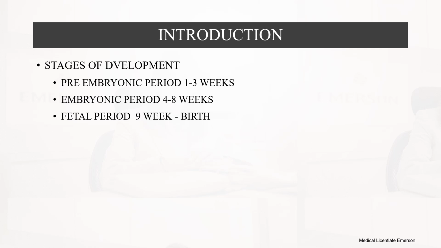So in our introduction, we are going to learn that the stages of development are actually divided into 3 parts. You have the pre-embryonic period, which is 1 to 3 weeks. Then you have the embryonic period, which is 4 to 8 weeks. Then we have the fetal period, which is 9 weeks till birth. So these are the stages of development for general embryology.